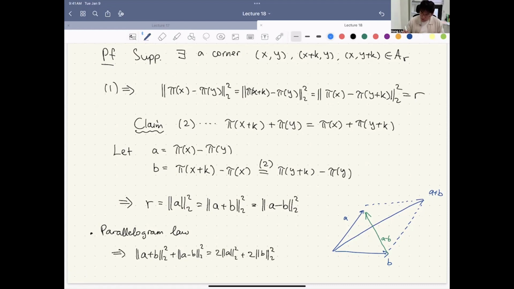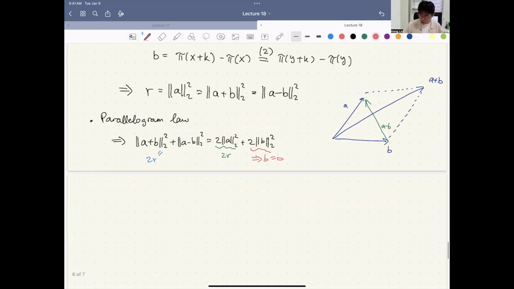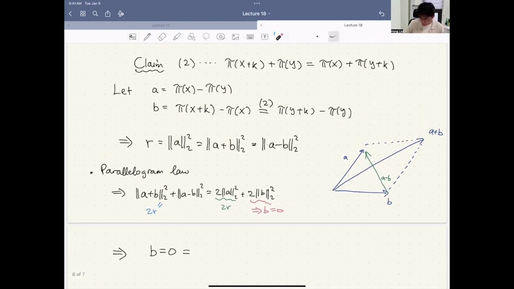Now, what is the left-hand side? This side is 2R because of this. This is already 2R. This is also 2R. That implies B must be 0. There's no norm left for B. So this implies B equals 0. What is B again? B is this guy.